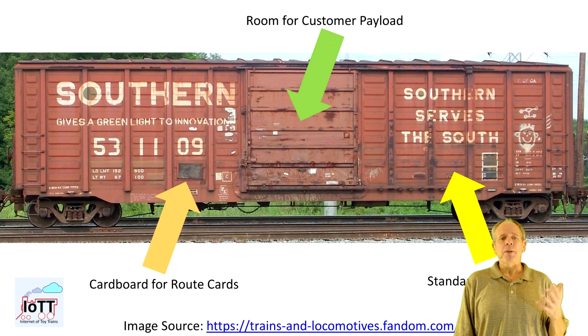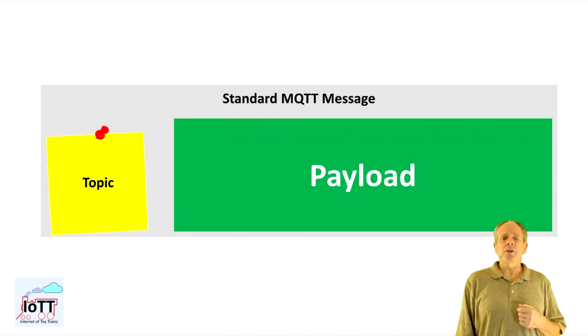Here is how I explain it for model railroaders. Think about an MQTT message as a boxcar. It has a standardized size and provides space for customers to load their goods on it. And on the outside of the boxcar there is a cardboard to tack on cards with shipping directions or special instructions about the lading. In MQTT terms, we are talking about a standardized MQTT message, the payload that goes inside, and the topic that is attached at the outside and roughly says what the payload is and where it needs to go.